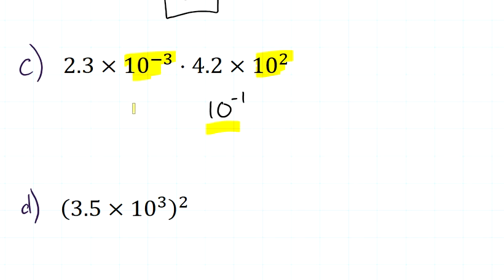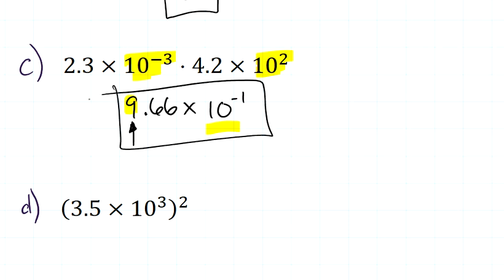Okay, so when I do that, I got 9.66. And if I look at this answer, this is in scientific notation, right? I've got a single digit integer in front of the decimal point, and it's written times a power of 10. So this is 9.66 times 10 to the negative first power. In scientific notation, this is our answer. And again, this 9.66 is nothing more than the product of 4.2 and 2.3.